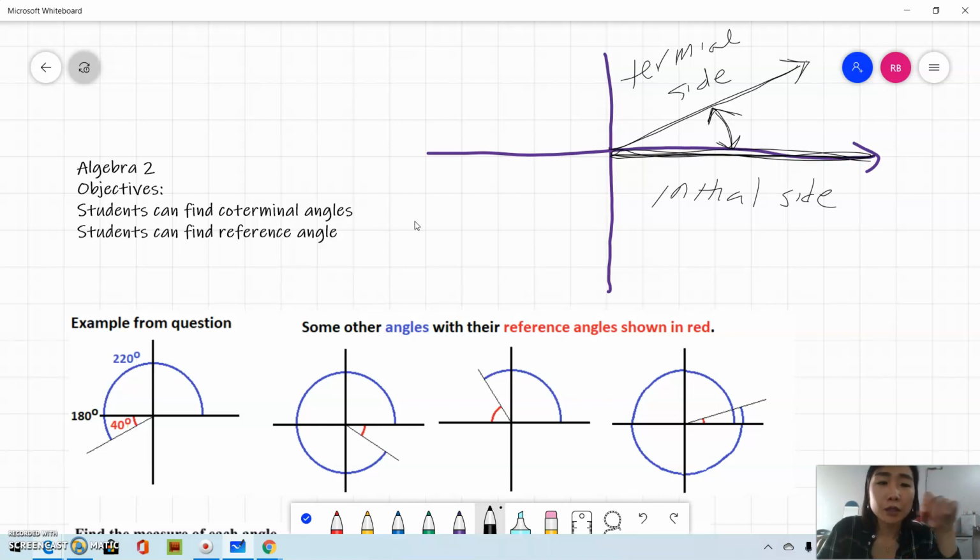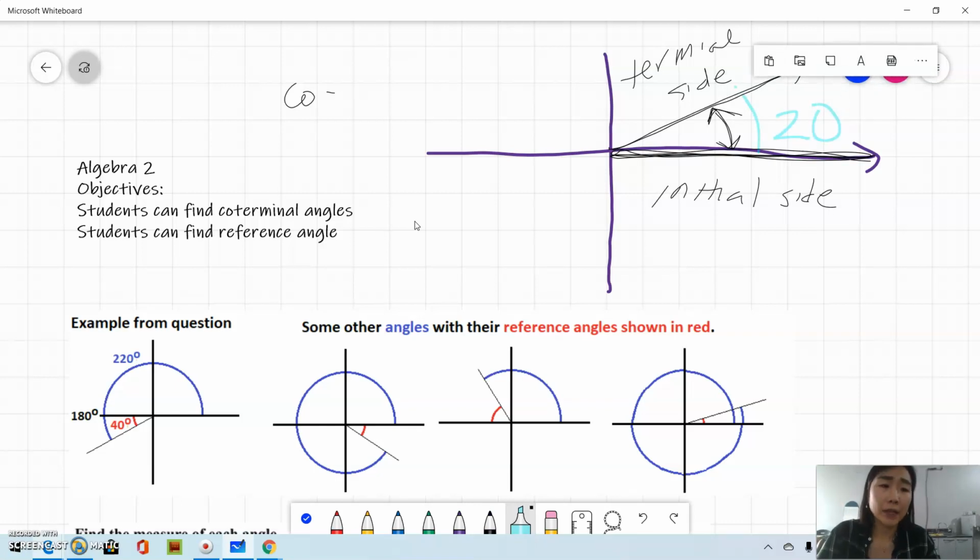So for coterminal angle, the prefix co means existing together, right? It's basically another angle that shares the same terminal side. For example, your angle could be just 20 degrees. But in our geometry world, an angle is only 360 degrees, and there is no angle greater than that. But in the algebra world, you can actually do something like this.